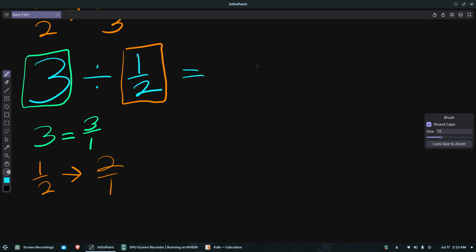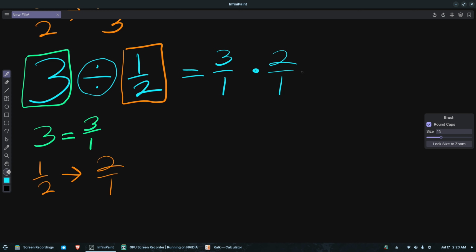Now, let's continue with the process. We're going to put 3 over 1 here. Basically, 3 hasn't changed, but the way we have expressed it has changed. We're going to change this division sign to a multiplication sign. And then 1 over 2 is going to become 2 over 1, because we will be using the reciprocal.